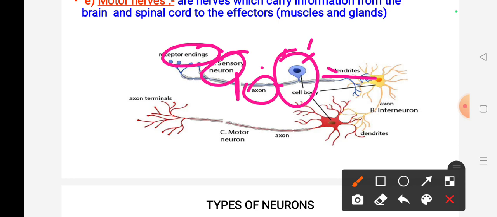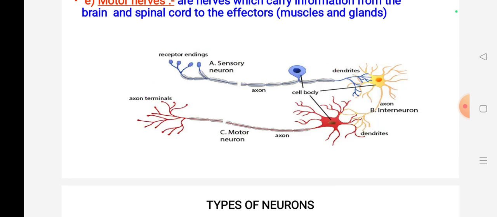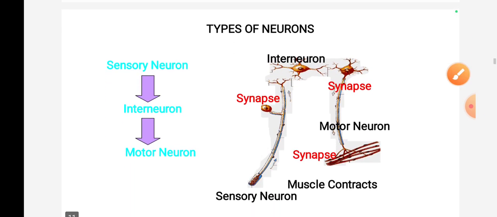The yellow colored neuron is called an interneuron. The interneuron is connected to another neuron. The red colored neuron you are seeing also contains an axon. It is a motor neuron. The motor neuron carries the message from the brain and spinal cord to where? To muscles and glands. And this is the axon terminal.